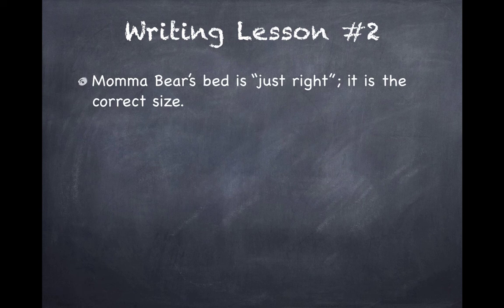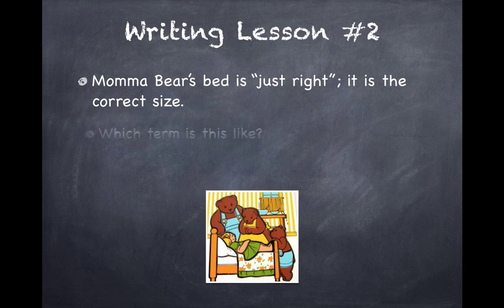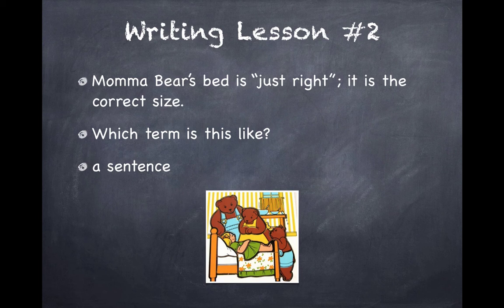Mama Bear's bed is just right. It is exactly the correct size. It has everything that you need. This would be like a sentence. Very good. So when you're trying to think about maybe looking at a group of words to identify whether it is a fragment, sentence, or run-on, think about whether it's too small, just right, or too much, and that'll help you figure out which term it would be.